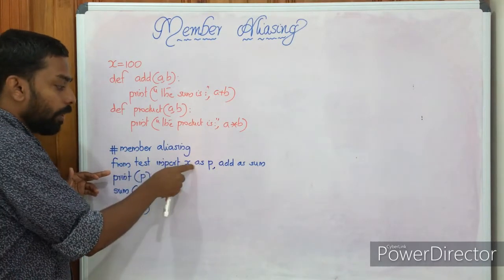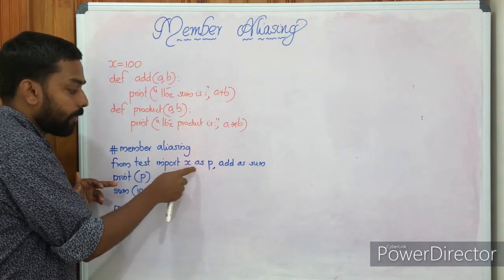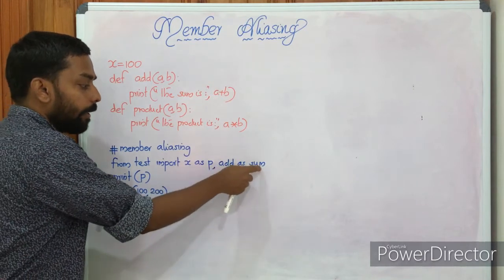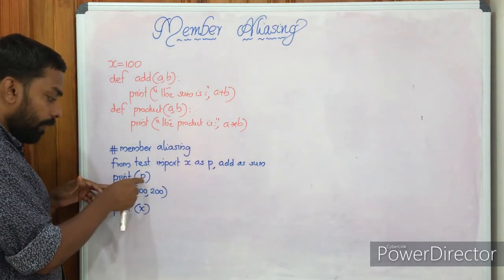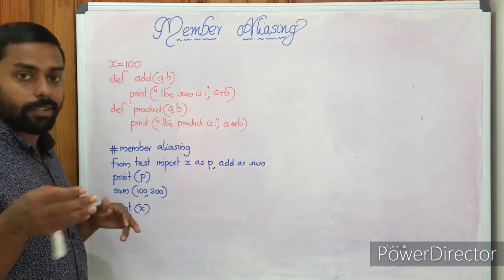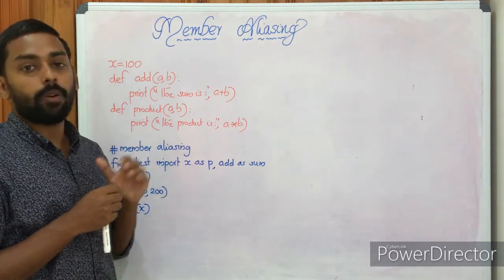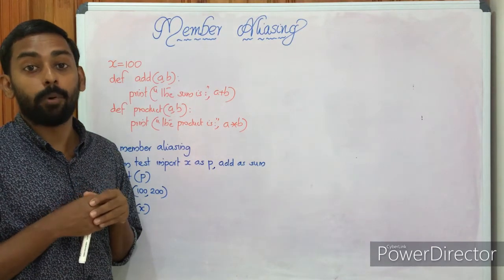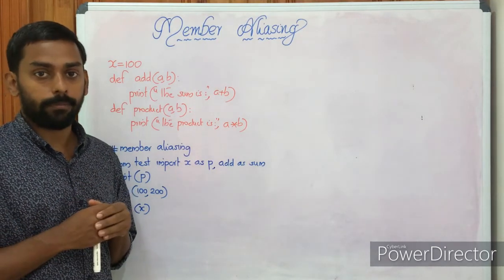Here we have used from test import x as p, add as sum. So x is renamed as p, and add is renamed as sum. After that we use p and sum. When you try to use x, it may result in an error. So this is how we can alias members of a module.